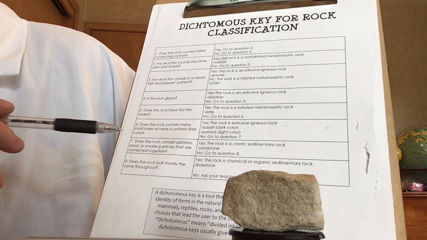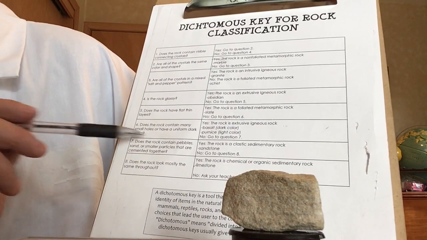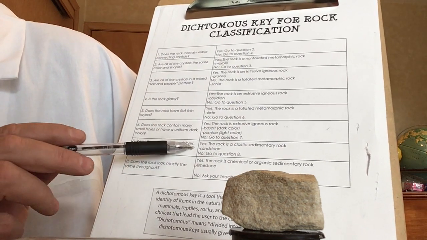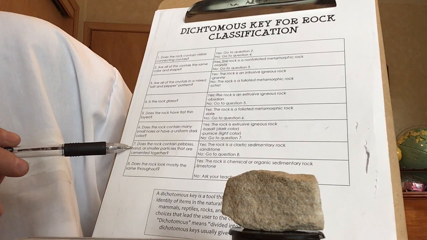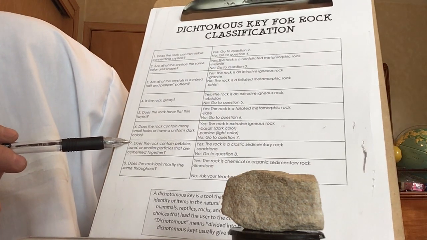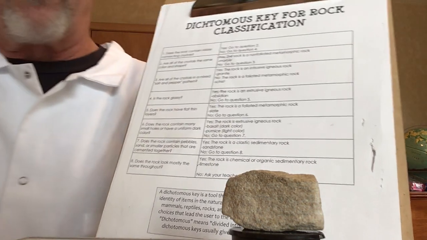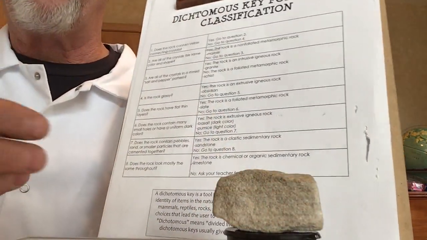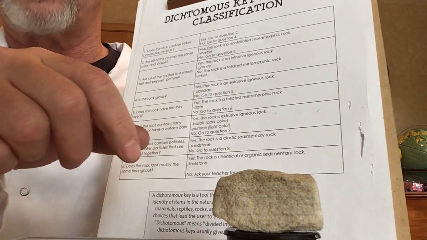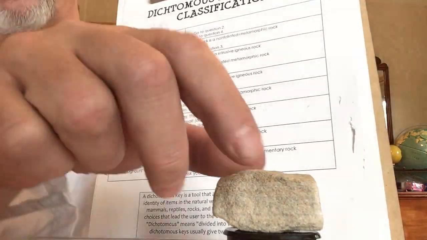Does the rock contain many small holes? Nope, no holes. Going to jump to number 7. Does the rock contain pebbles, sand, or small particles? Yes, it definitely does. I wish you could feel this rock. This is sandstone. And yeah, you can literally feel the sand in it. It feels like sandpaper. Well, because it's made of sand.